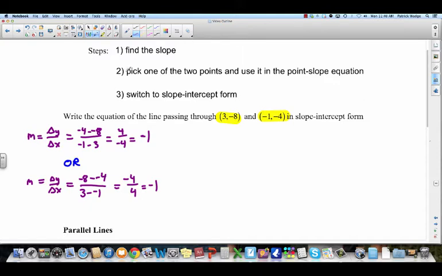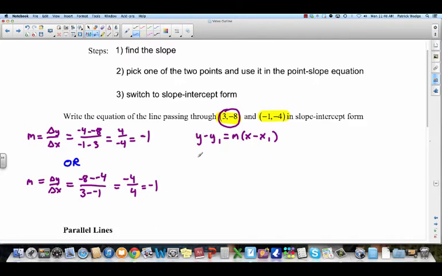Done. Step 2, pick one of the 2 points and use it in the point-slope equation. Remember the point-slope equation? It is y take away y1 equals m times x take away x1. Okay, you could use either of these points. Let's use the first one. So we're going to use this point right here.